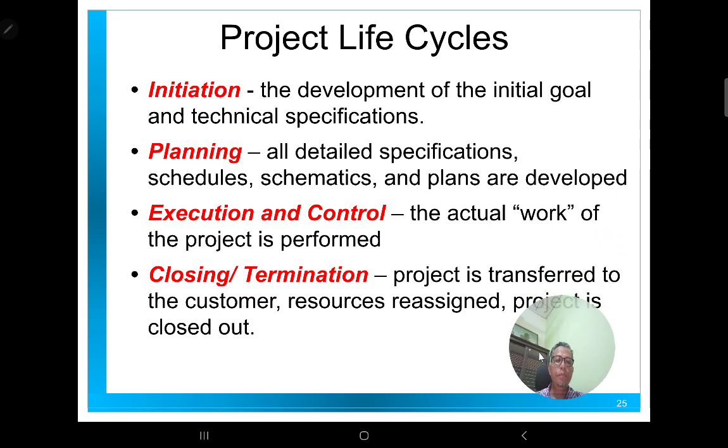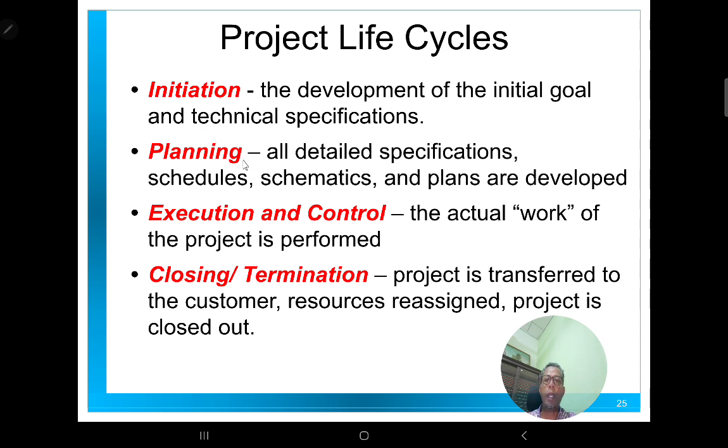So the general project life cycle consists of a number of activities. Number one, the initiation. This is where the development of the initial goals and technical specifications are determined. So whenever a project is going to be started, you have to identify what the goals or the specifications are that you want to achieve at the end of this project.